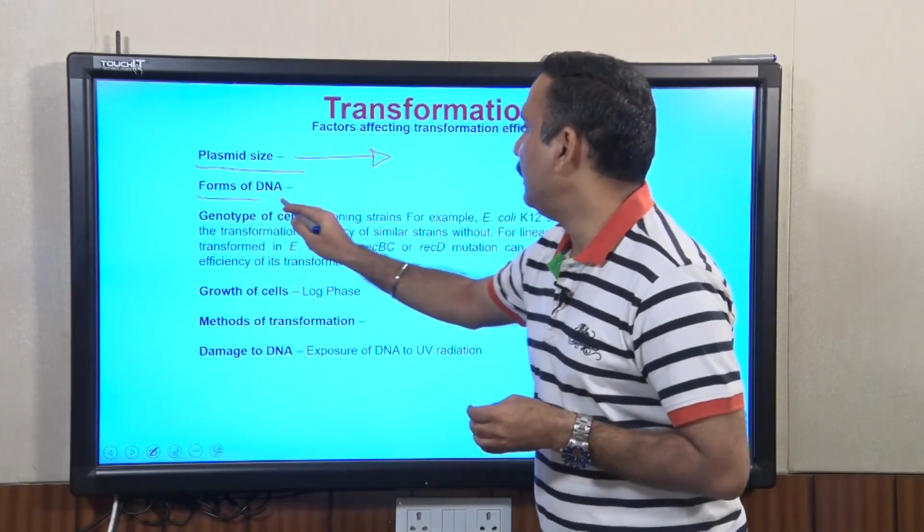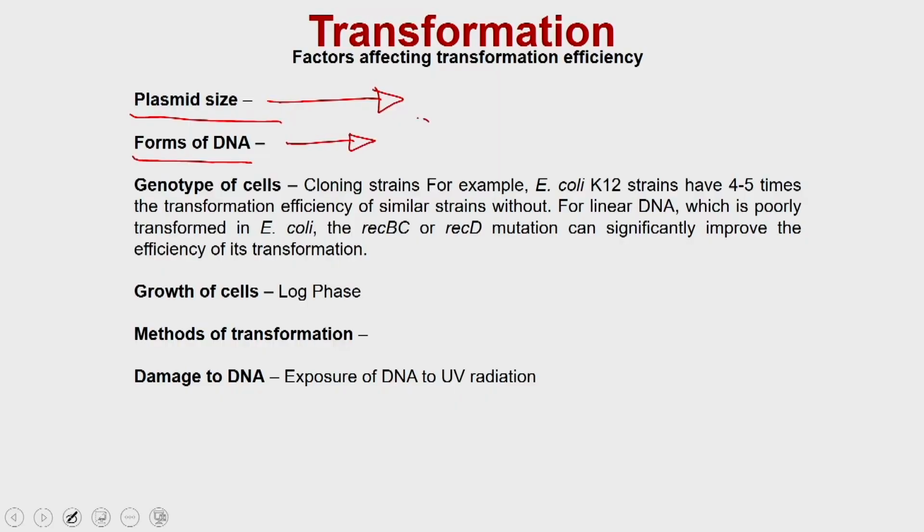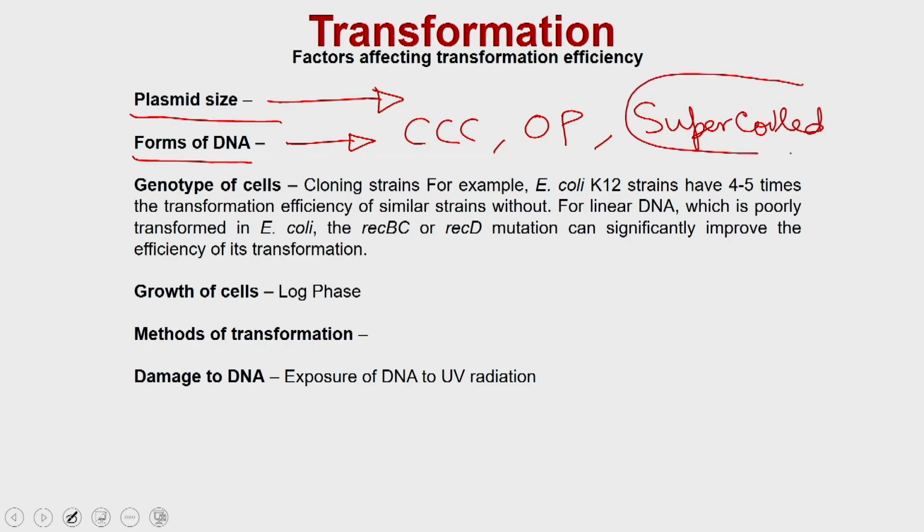Then the form of DNA. If you remember, we have discussed three different forms of DNA: closed circular DNA, the open circular DNA, and the supercoiled DNA. The supercoiled DNA has the least surface area, or it is actually the most compact DNA, and that is why the transformation efficiency is very high for the supercoiled DNA compared to the closed circular DNA or the open circular DNA.